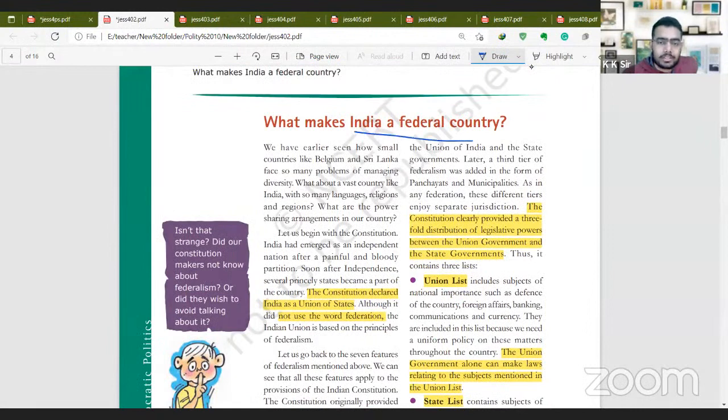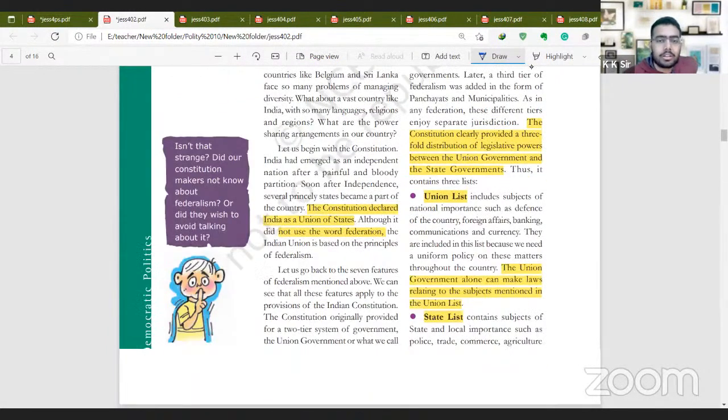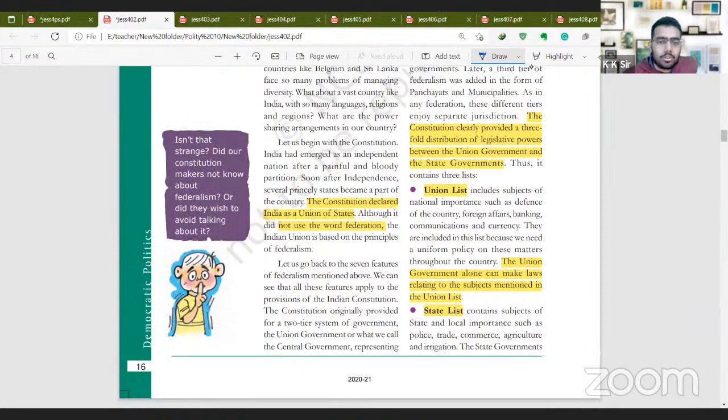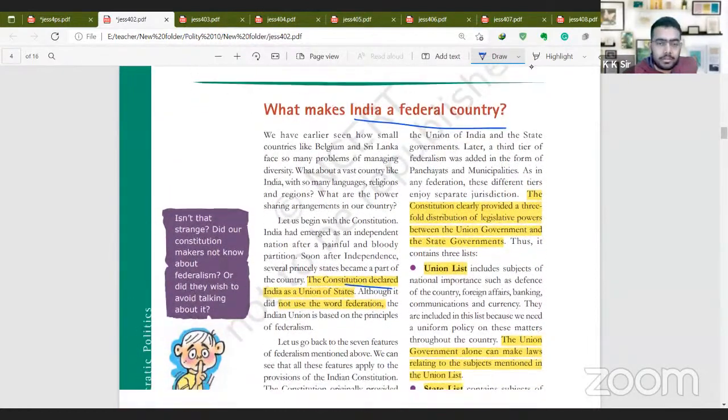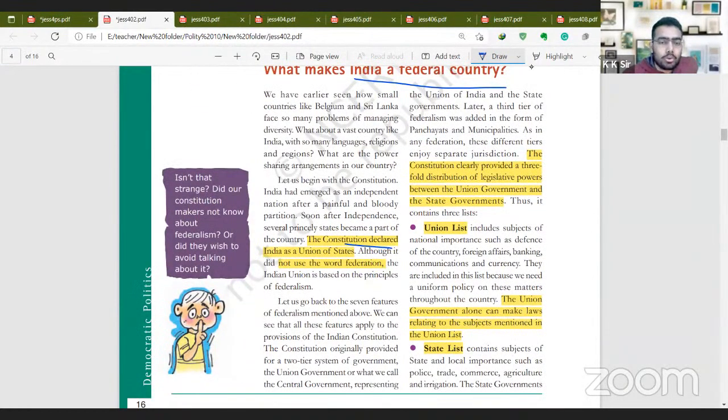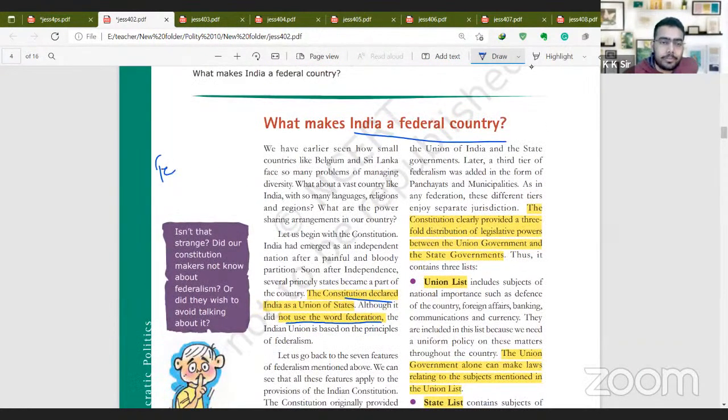Now India का structure देखते हैं. In our country, constitution has divided the power between the center and state, but our constitution do not use the word federation anywhere. Although we are a federal state, but constitution में कहीं भी federalism या federation word use नहीं है. India is called as Union of India. So there is a difference between union and federation.